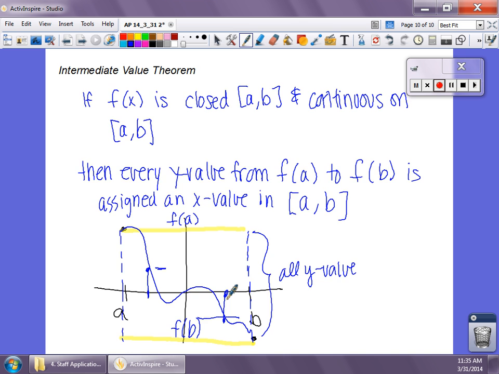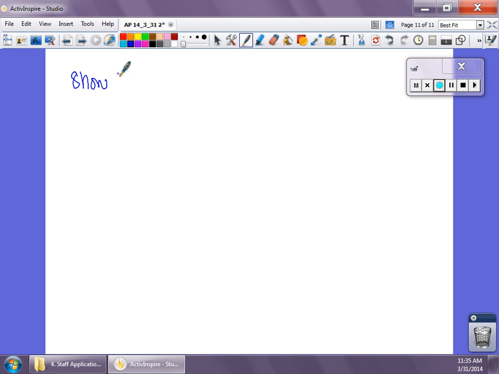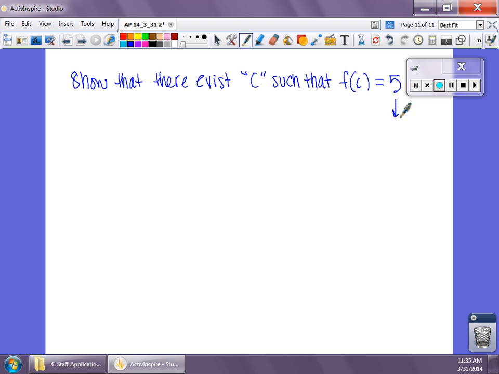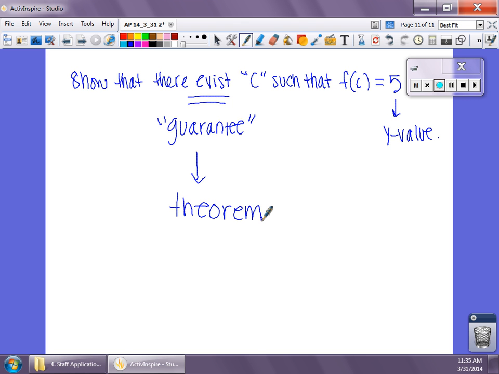How do they test that? Show that there exists c such that... that's usually what showed up in your free response questions. That's a y value. Show that existing or guarantee. Those are the words that should make you think theorem. That's how they would test it on the AP test.